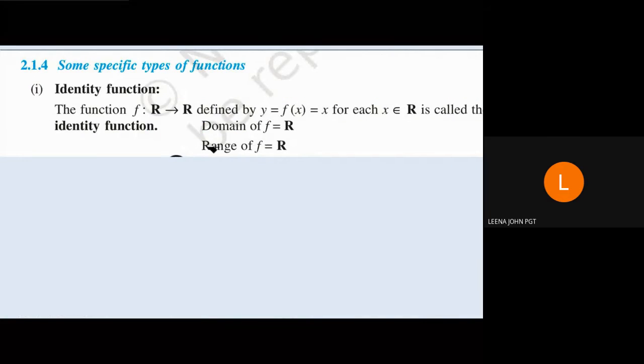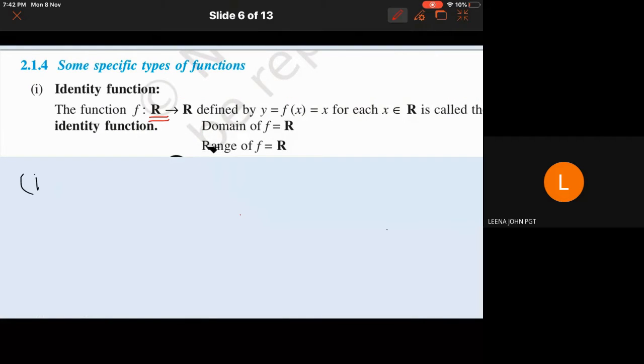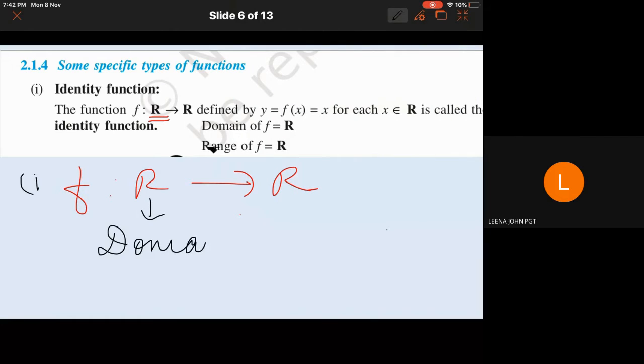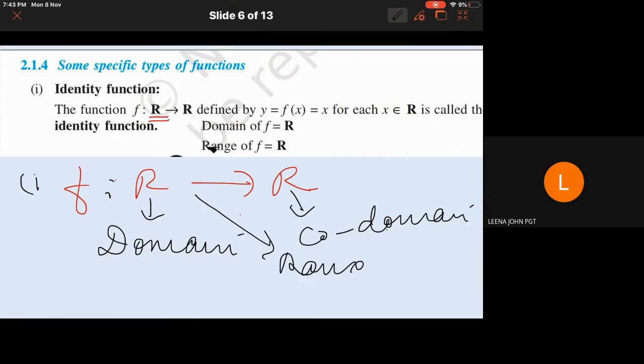We will learn now the identity function. So I define it from R to R. The first set we call the domain of the function f, and the second set we call the codomain of the function. Then the set of all images is called the range of the function. So R can be defined as a range also. Range means the set of all images.